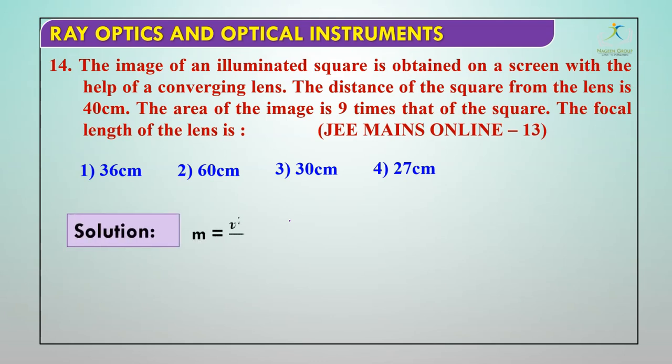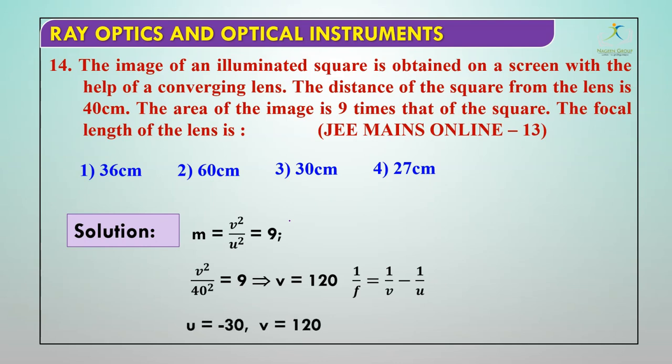Let's move with the solution part. So here m is equals to v square by u square, which is equals to 9. V square by 40 square is equals to 9 is given. So from here v is equals to 120 cm. We just put this value, like u is given 30 and v is given, which we calculated, actually 120. When we solved this problem, the answer came 30 centimeter in the case of focal length.